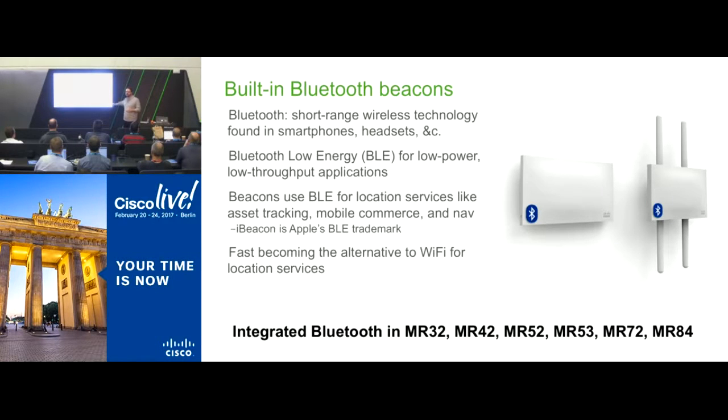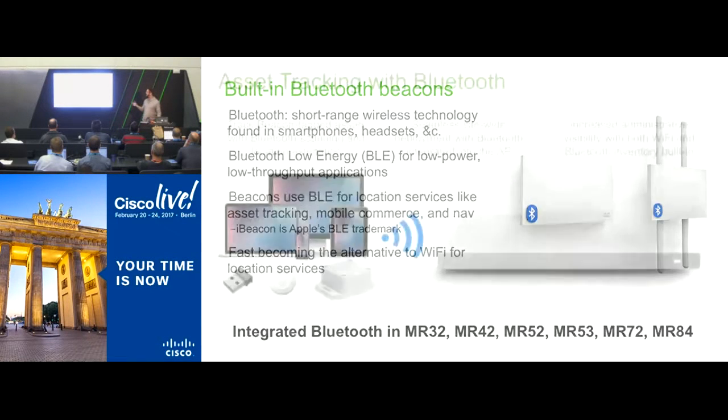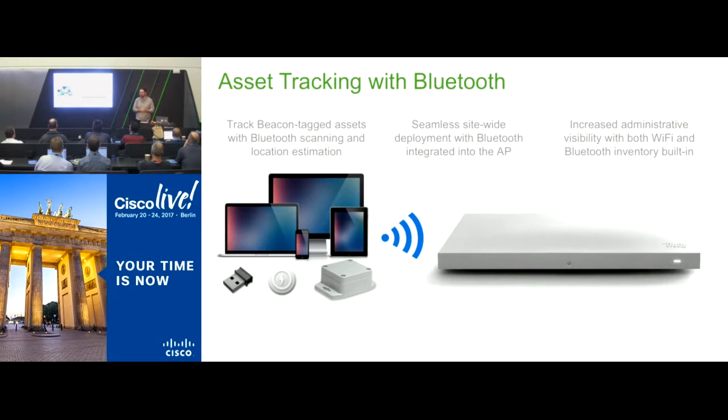So now every Meraki MR access point that we sell today has a Bluetooth beacon in it. So you're Bluetooth enabling your network, whether you like it or not. You can turn it off by default. It's off. But it enables new use cases. Asset tracking is the emerging use case.